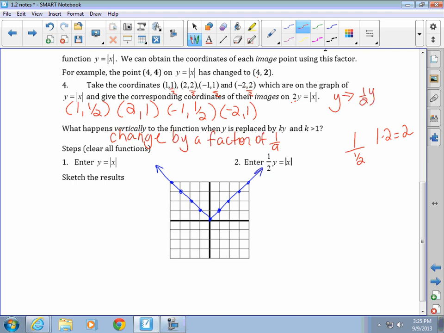Okay? So if I look at this one, in order to solve for it, we need that y by itself. So if I'm multiplying by 1/2 to get rid of it, times by 2. So I multiply this side by 2. So I have y is equal to 2.